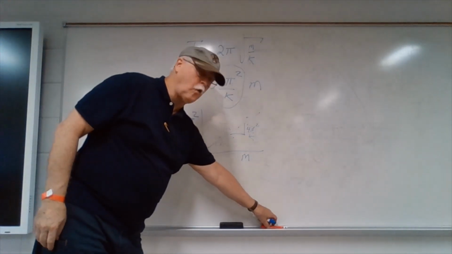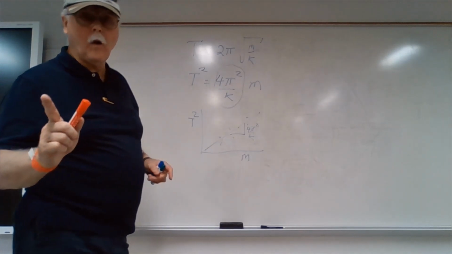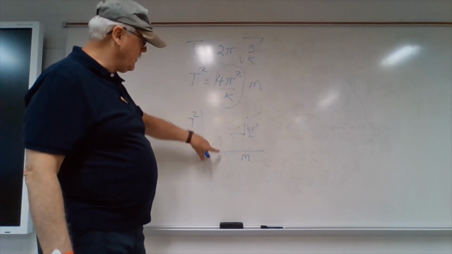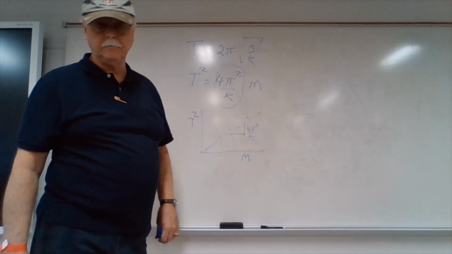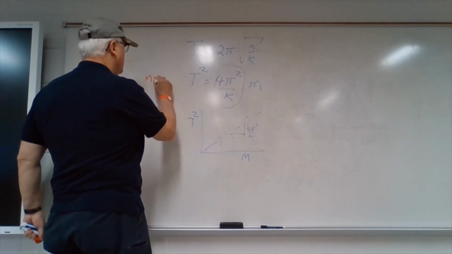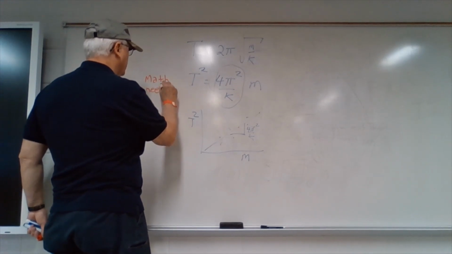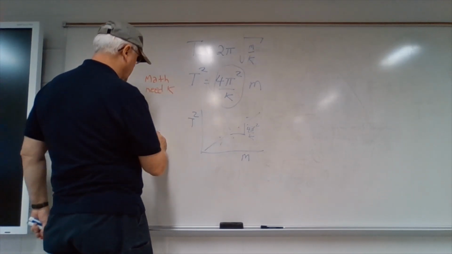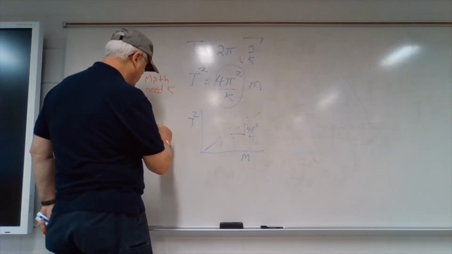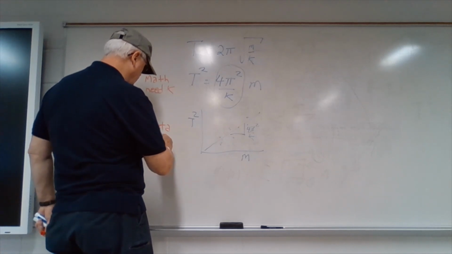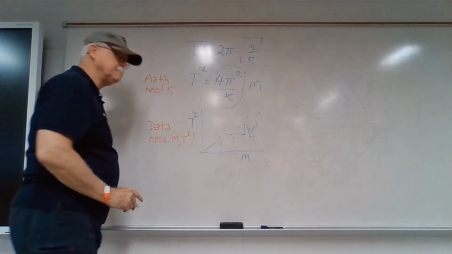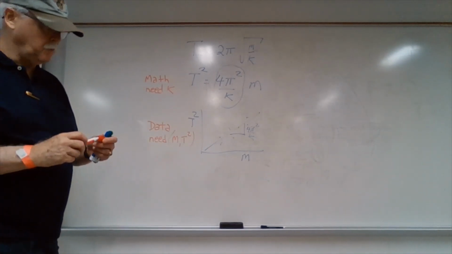We're going to do the same thing for the, oh, by the way, that means you're going to need some value of k for your math model. All these scattered points are your data model. Let me write that. Math: need k. And T, this is data: need m, T squared pairs. Okay, pretty simple there.